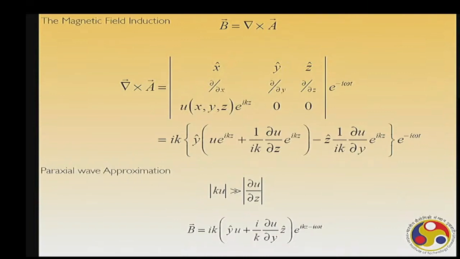With this approximation, you can see that if I multiply k into u, and compare the second term with k into u del z, we consider k into u is very, very greater than del u by del z. So with this approximation, I can safely neglect this term. Therefore, what do you have? You have a u and the variation along the transverse direction. So this is my magnetic field value.